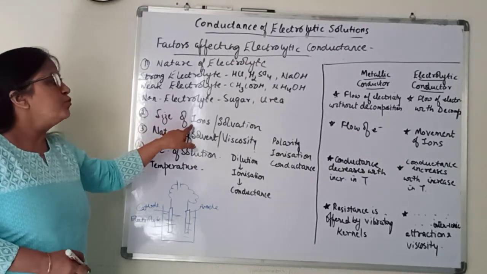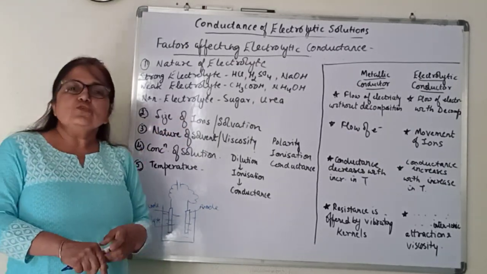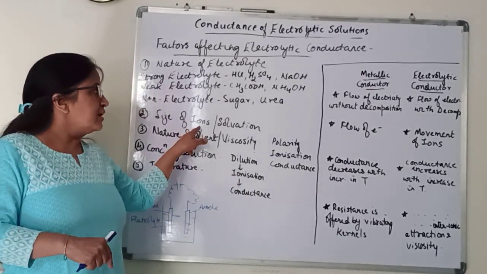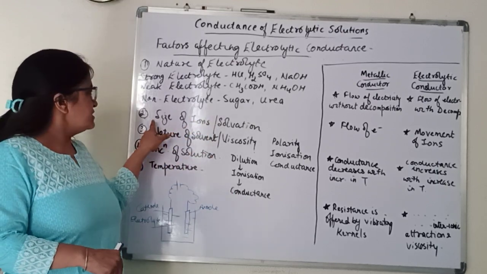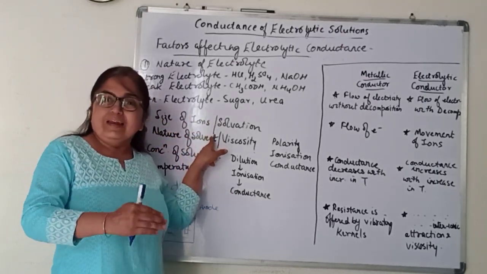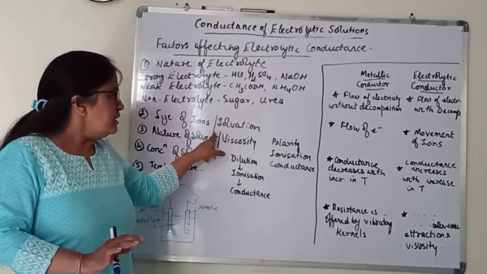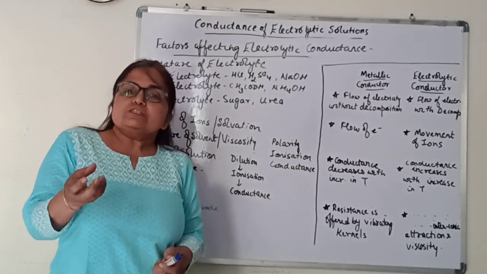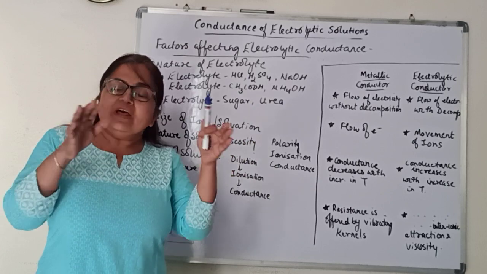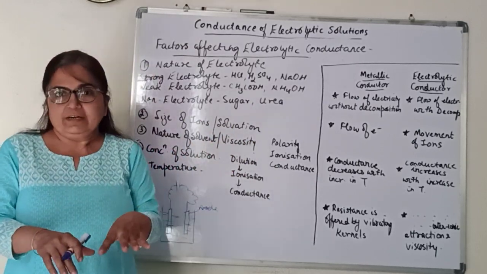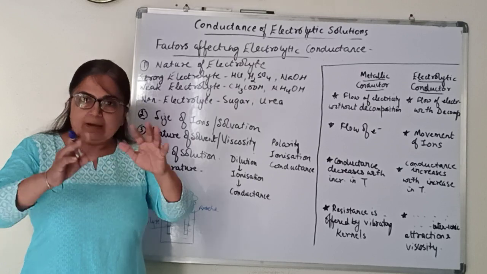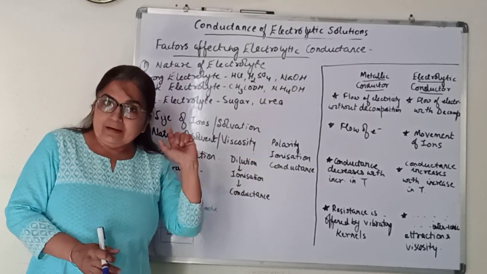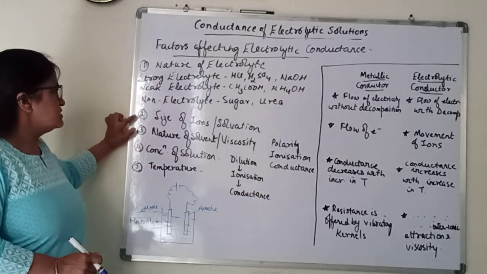Second factor is size of ions. See, if the size of the ion is big, its mobility will be less, so its conductance will also be less. So we can say larger the size of ion, lesser will be its electrolytic conductance. The same we can have even in solvation. You remember that if the ion is smaller in size, it will be more heavily hydrated, that means more solvated. If it is more solvated, it will become larger in size. Larger size means its mobility will be less and conductance will be less. So this is the second factor.